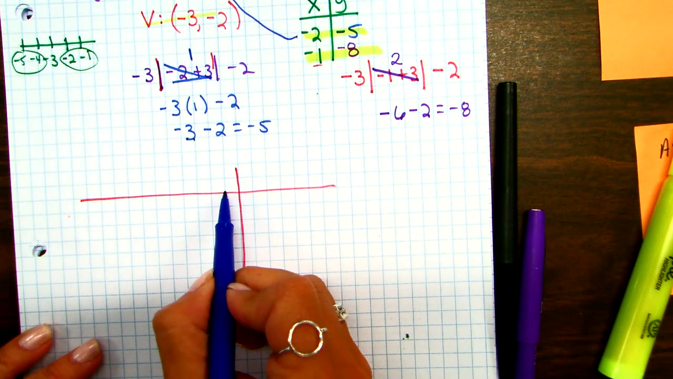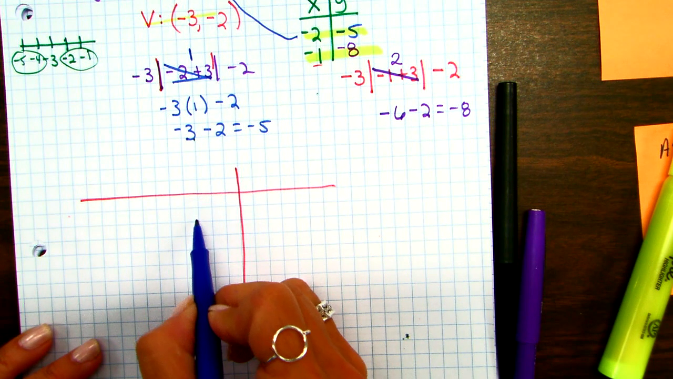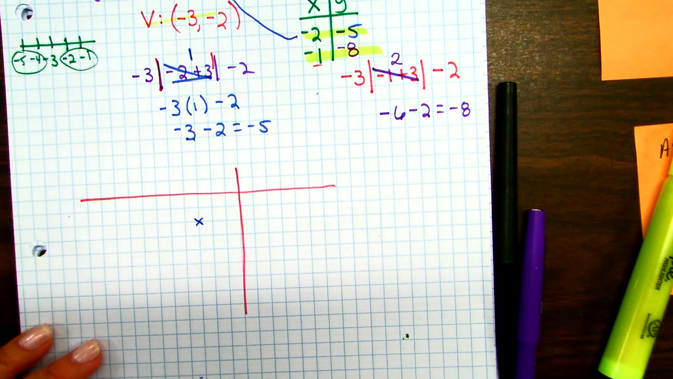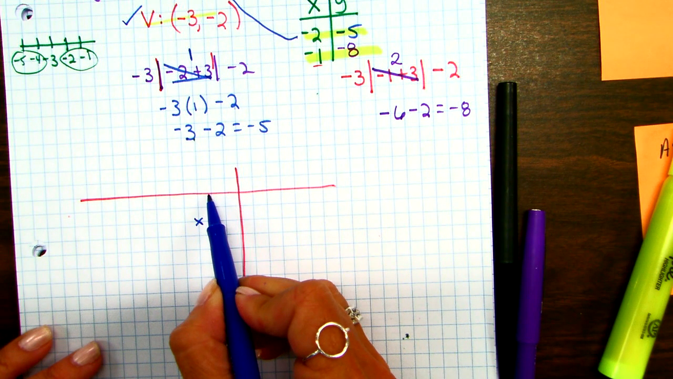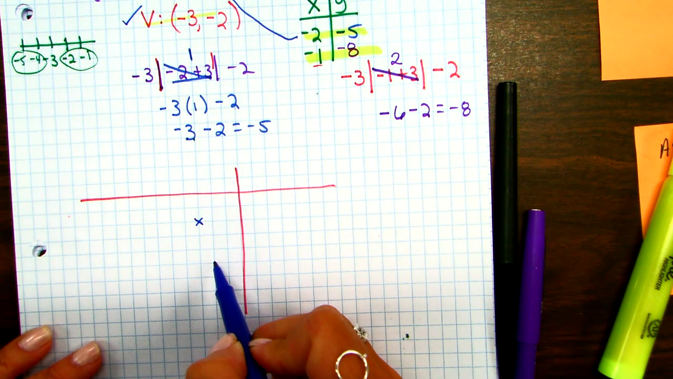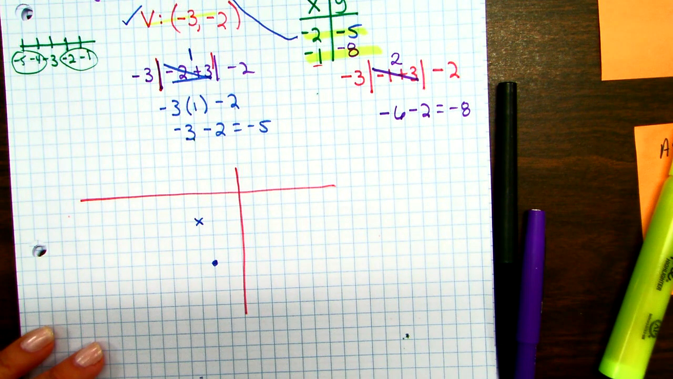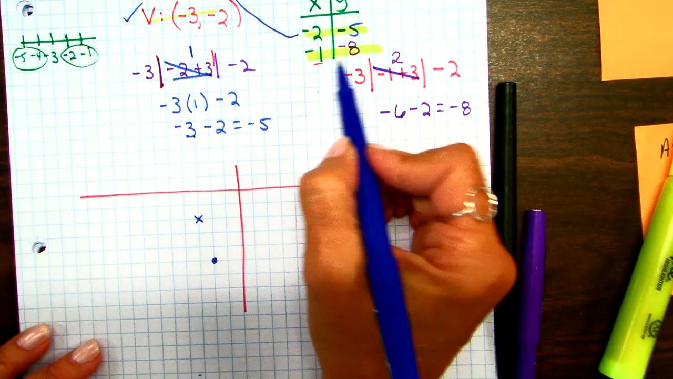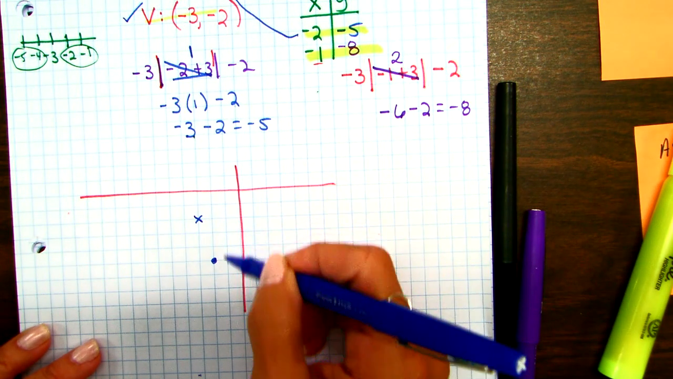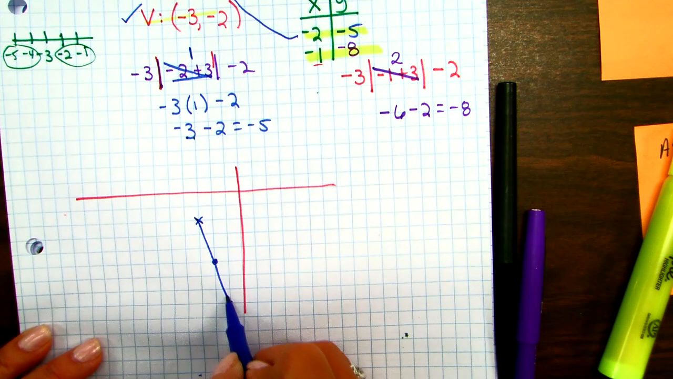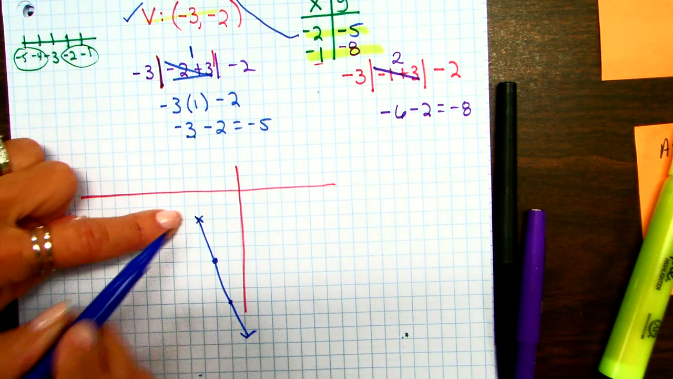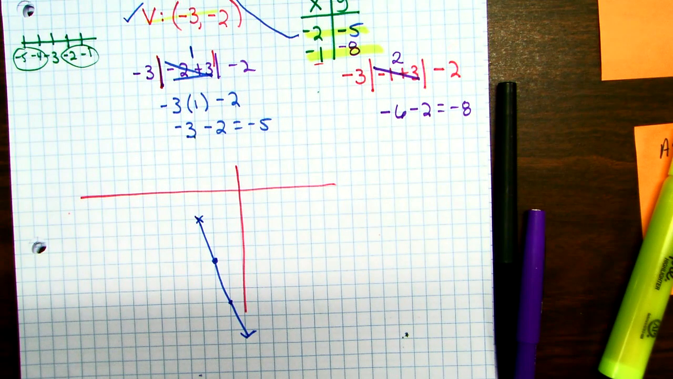So my vertex is negative 3, left 3, down 2. And I like to put an X, not required. So vertex done. Then negative 2, so left 2, negative 5, down 5. 1, 2, 3, 4, 5. And negative 1, negative 8. So left 1, down 8. And you can see it makes a line, actually like a ray, right? Because it's an endpoint.